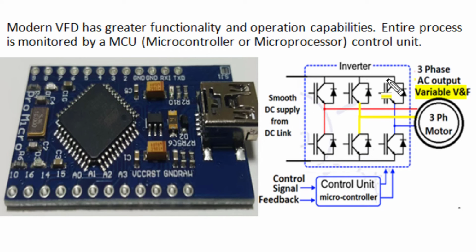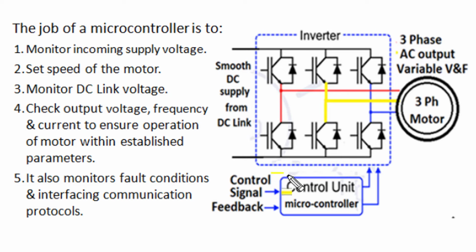soft starting or regenerative braking, and the entire operation of the variable frequency drive is monitored by a microcontroller or a microprocessor. This microprocessor control unit controls the switching operation of the IGBT switches and also takes care of feedback from the motor load parameter and supply voltage parameter. The main job of the microcontroller unit in a VFD is to check output voltage and output frequency as well as current in the line, such as to ensure operation of the motor within the desired speed and established parameters.